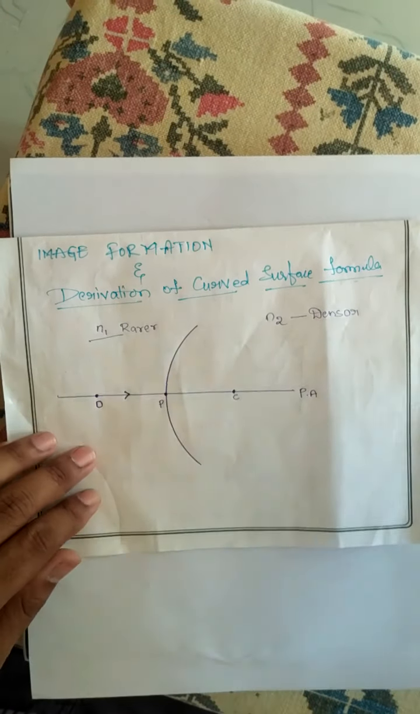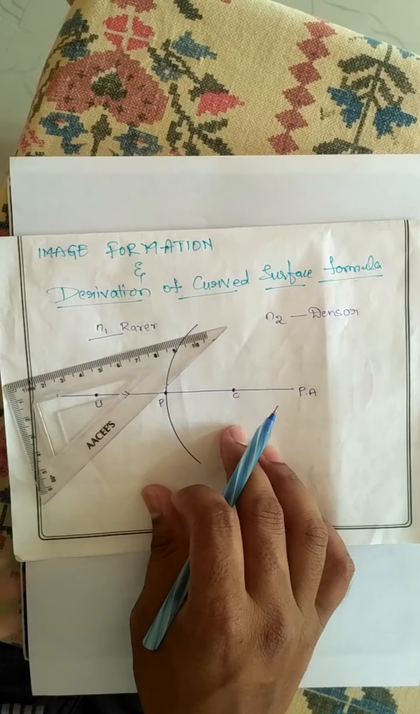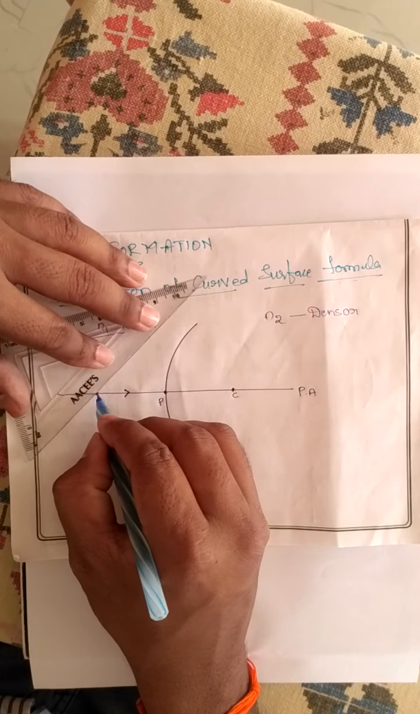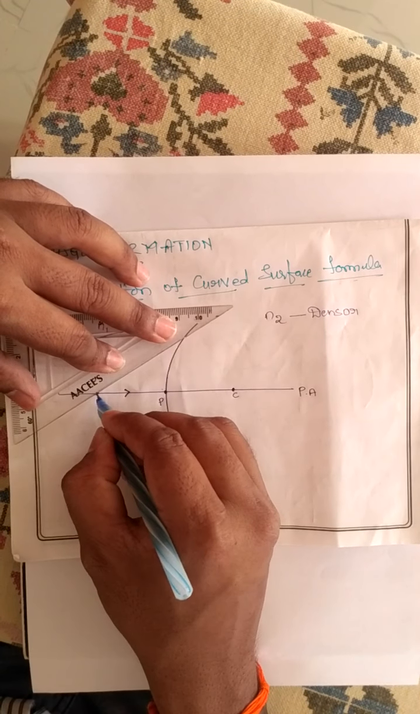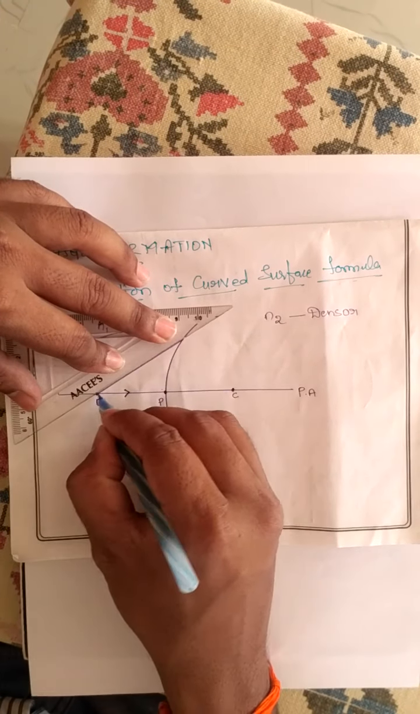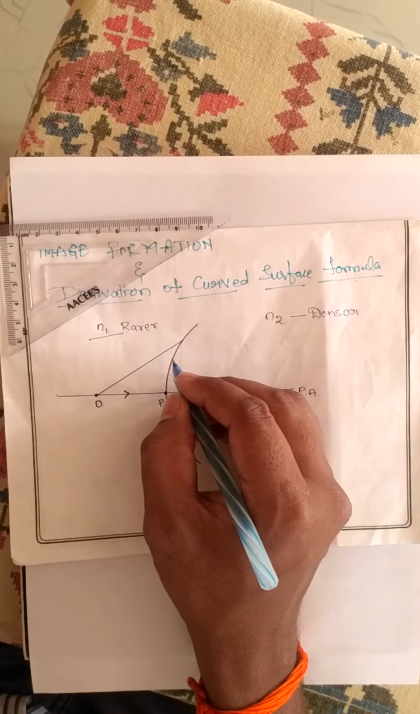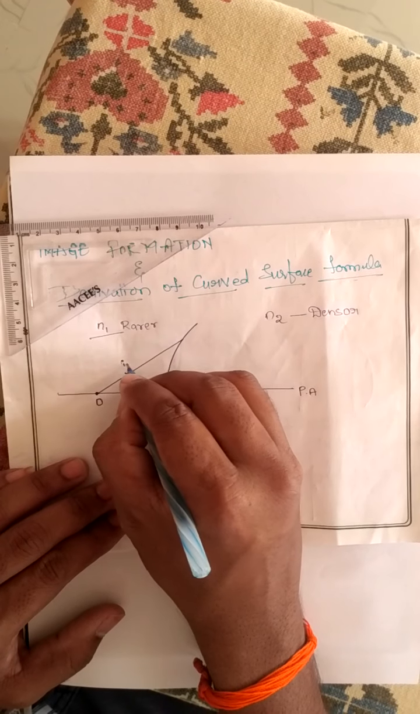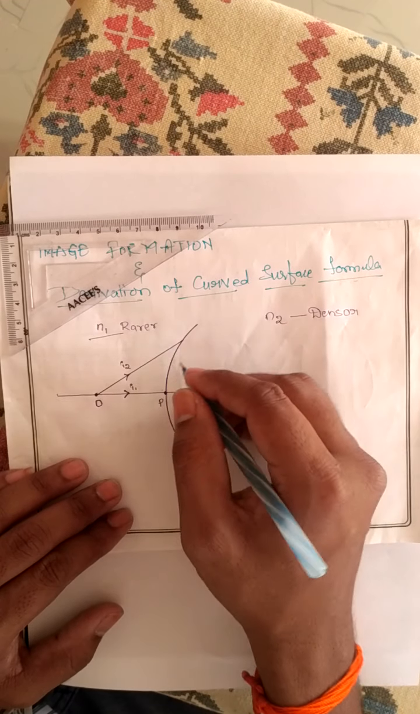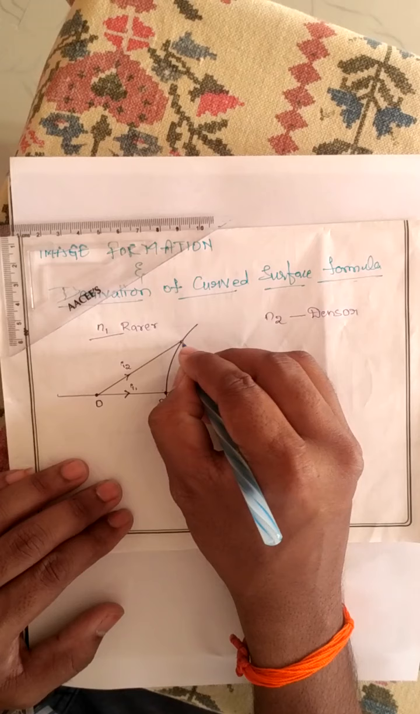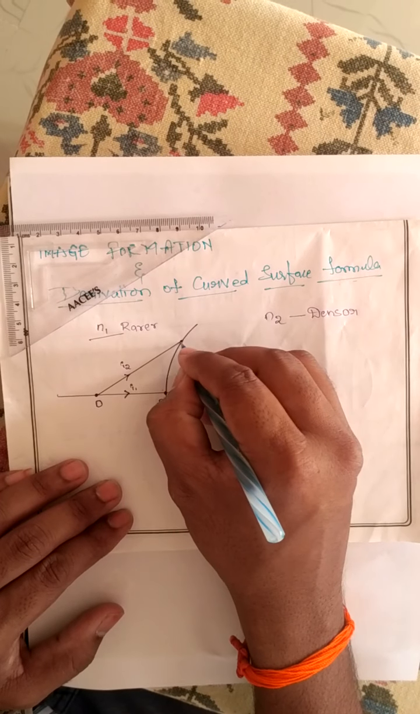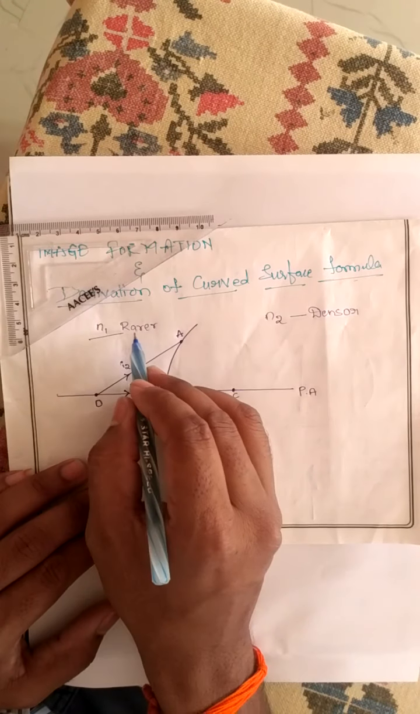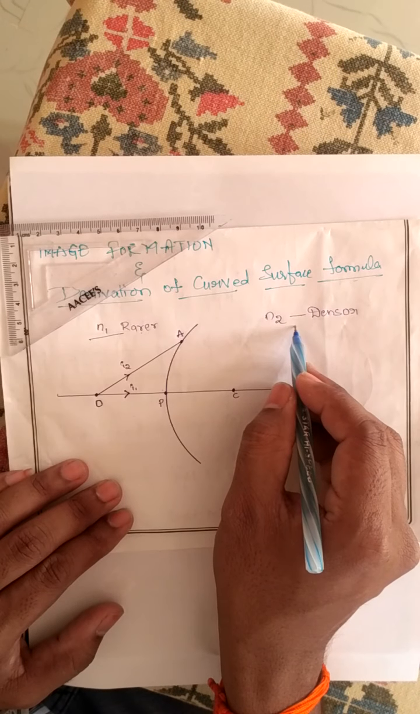Another incident light ray is passing along the line. Take this other incident ray as I2. I2 is the incident light ray which is meeting this curved surface at a point A, and it passes from rarer to denser medium, right?